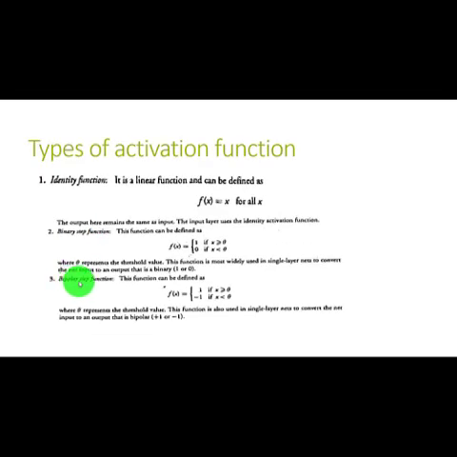Next, we have bipolar step activation function. The output in the bipolar activation function is either 1 or -1. In binary, we have 1 or 0. In case of bipolar, 1 and -1. Again, these two outputs depend on the value of theta, that is your threshold. The range in bipolar step activation function is from -1 to 1, and in case of binary, the range is 0 to 1.